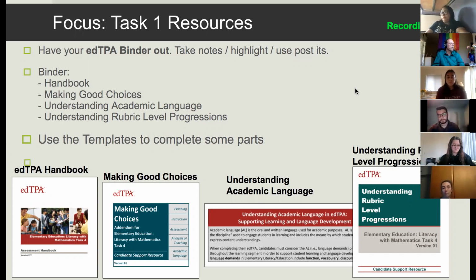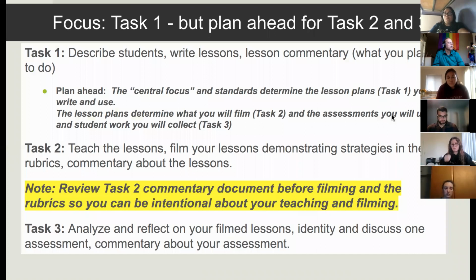In your binder, hopefully you're looking at your handbook, the making good choices, the understanding academic language, and the understanding rubric level progressions. And then there are those templates that work with that. We're not going to cover all of these, but I just want you to know that if you go back and look at this, you've got those specific pieces.